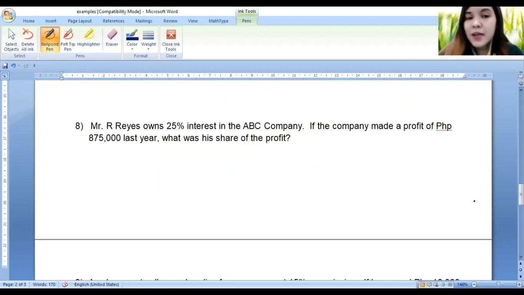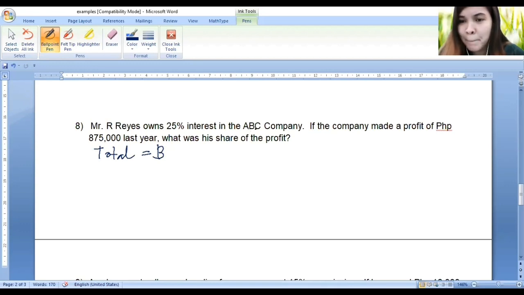Number 8. Mr. R. Reyes owns 25% interest in the ABC company. If the company made a profit of 875,000 pesos last year, what was his share of the profit? So, si Mr. R. Reyes daw ay may parte sa negosyo. So, ang parte niya ay 25%. Yan ang porsyento niya. Kung yung company daw last year kumita ng 875, so ito yung total earnings. Total. Tandaan nyo, basta total, lagi siya yung base. What was his share of profit? Ang magkanong halaga? So anong amount yung parte niya?